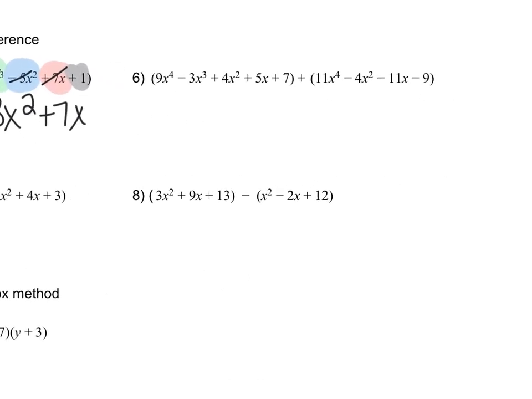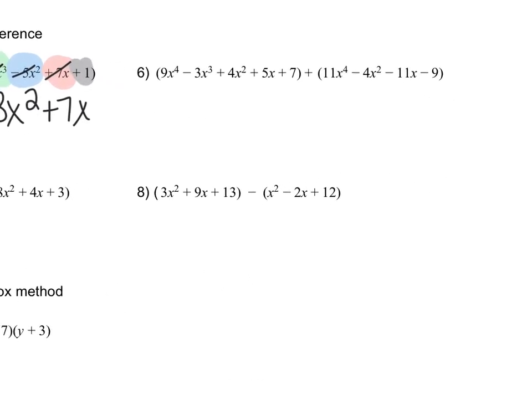On the second one, we have a 4th power. We have 9x, sorry, I meant to highlight that. We have a 9x to the 4th and an 11x to the 4th. There's our 4th power. We have a negative 3x to the 3rd. We have a positive 4x squared and a negative 4x squared. We have a positive 5x and a negative 11x. And we have a positive 7 and a negative 9.